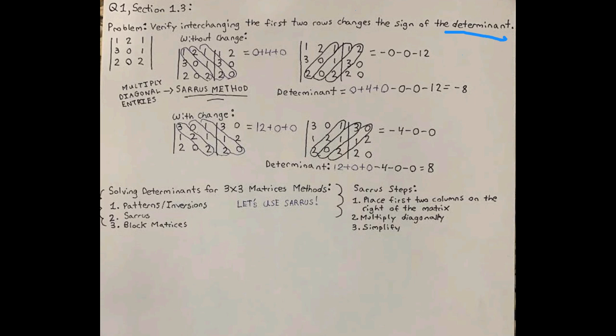And now what we're going to do here is, as I said, multiply the diagonal entries. So your first diagonal in this case would be 1, 0, 2, which is basically column 1, row 1, times column 2, row 2, times column 3, row 3. And that just gives us 0. And then we do the same again for the second diagonal, which is column 2, row 1, column 3, row 2, and then column 4, row 3, which we get 4.